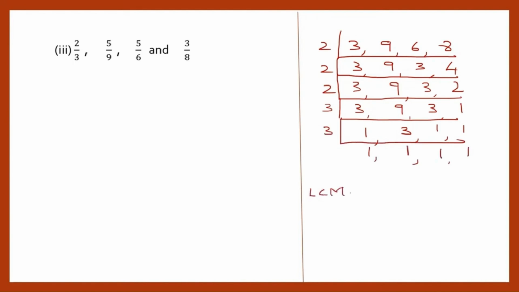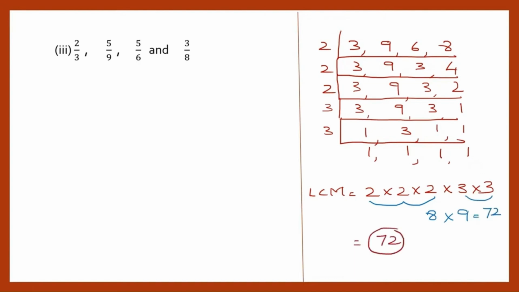LCM. 2 into 2 into 2 into 3 into 3. So let's see. 2 twos are 4, 4 twos are 8 into 3 threes are 9. 8 nines are 72. So the LCM is 72. We're going to use this. So let's write down the fractions. 2 by 3, 5 by 9, 5 by 6, and 3 by 8. The denominators have all become 72.